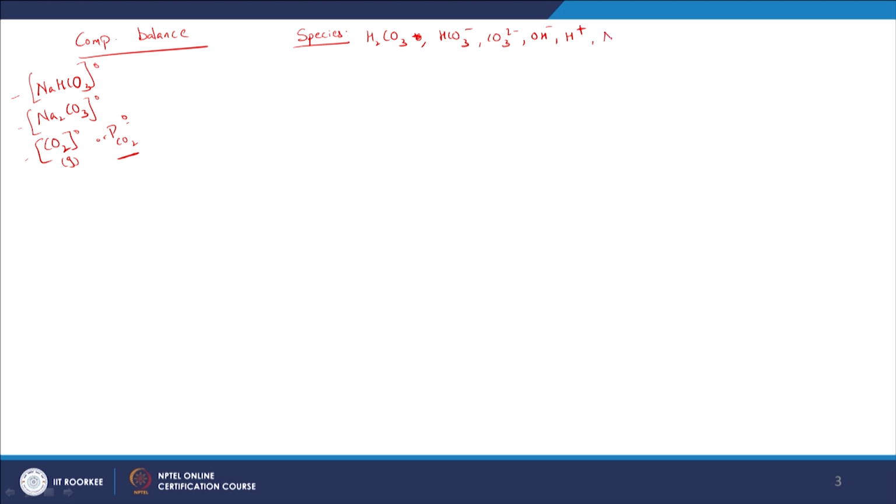We are also missing sodium, right? And this, as you see, is the list of the species that we just listed. How many do we have? We have 6 species. They are similar to what we listed in our closed system.